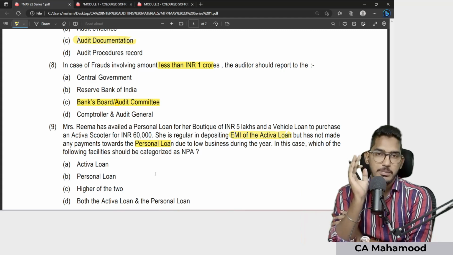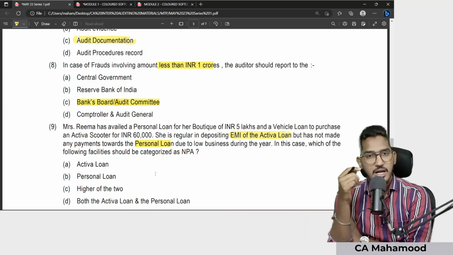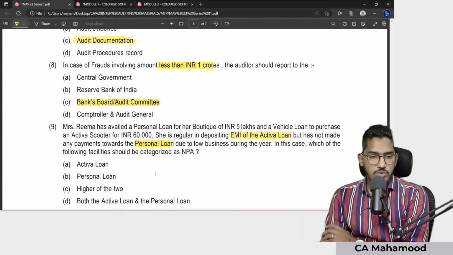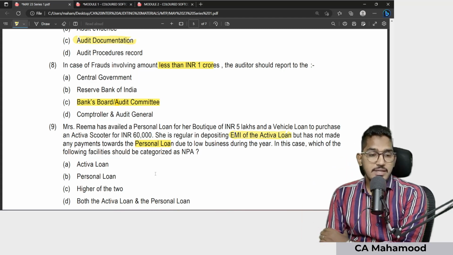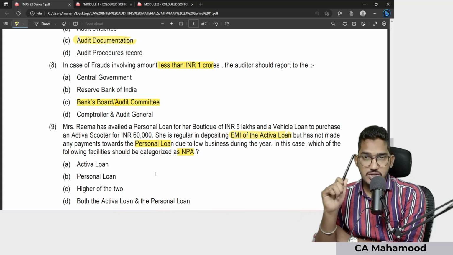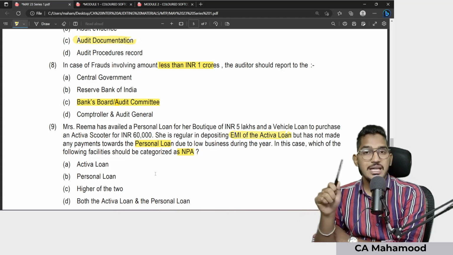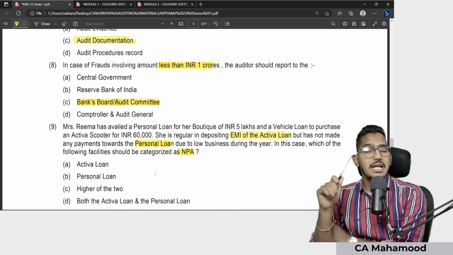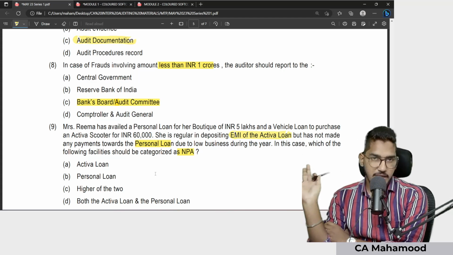She was very good in repay. She was very regular in repaying vehicle loan, but she has made some default in the repayment of this business loan because business is very bad. In this case, which accounts will be categorized as NPA? See, we need to remember, as per Banking Regulation Act, even if a person makes a default in one loan, his account will be classified as NPA. When his account is classified as NPA, all the loans taken by that concerned person will be classified as NPA.